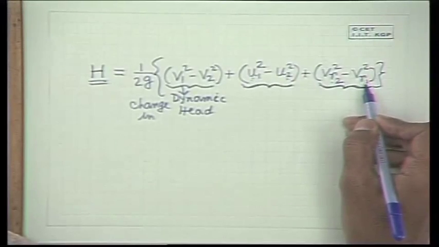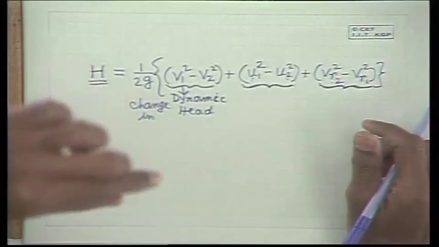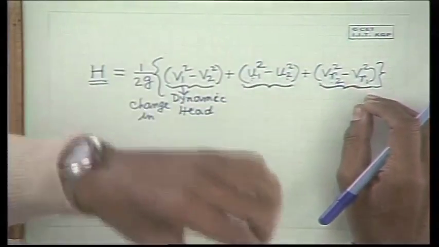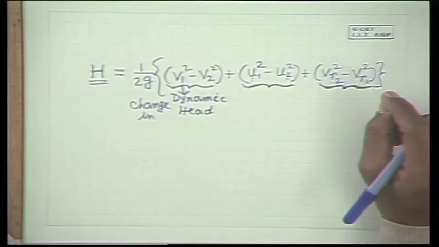Here also, you see that a relative velocity change can take place in a similar fashion. That means if the flow area between the vanes changes, then there can be a change in the relative velocity.